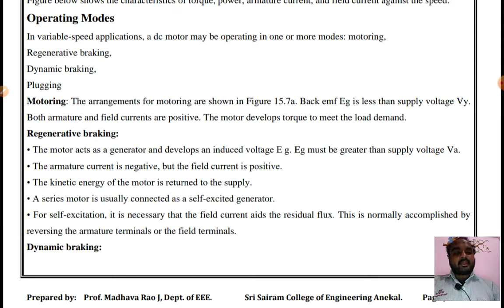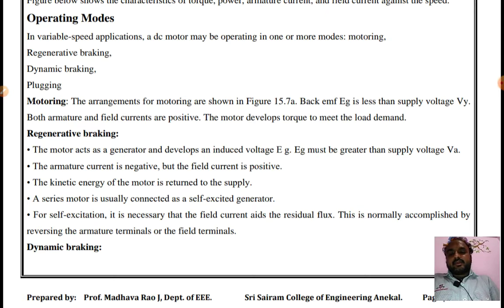Back EMF EG is less than the supply voltage, and both armature and field currents are positive. Then it will be in motoring operation. Back EMF is always less than the supply voltage in motoring operation. Regenerative braking: here back EMF EG must be greater than the supply voltage. The armature current is negative and the field current is positive in this method. The kinetic energy of the motor is returned to the supply.